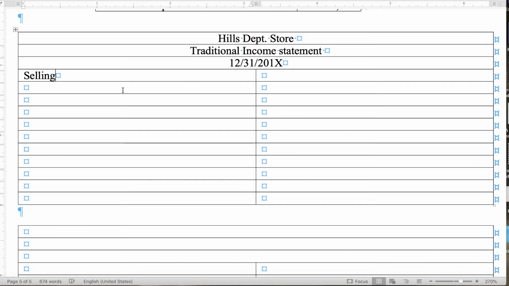So we're going to say our sales. Well, the sales, how do we calculate that? 20,000 units times $30 per unit gives us $600,000.